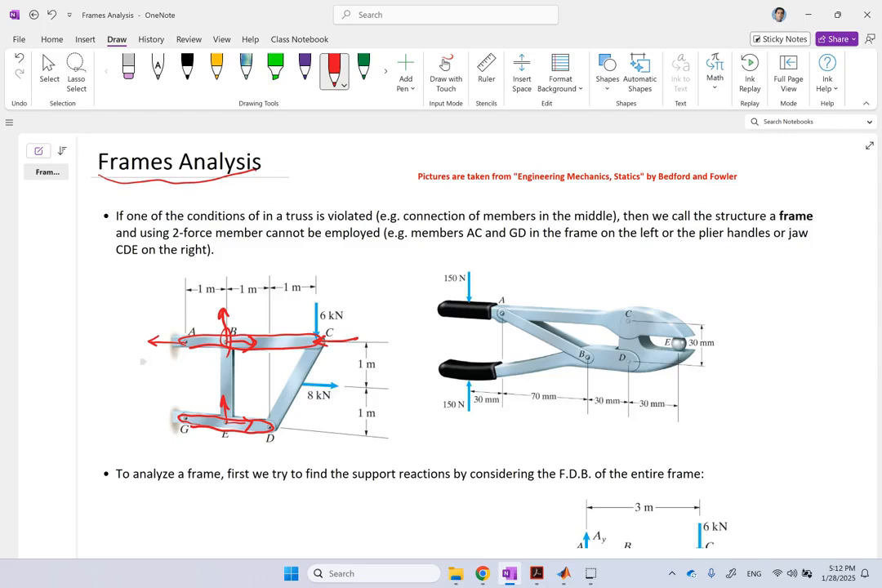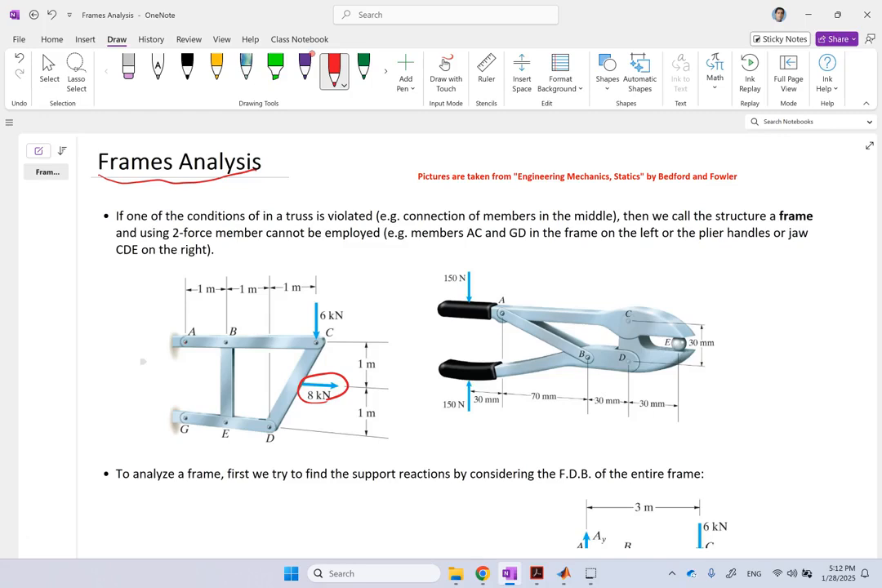So not only do we have to consider two reactions at each pin, also as opposed to trusses where whenever we cut any member, the only force we had at that section, as I said, was a tensile force or a compressive force. That's not the case here. So here, if I go and cut this member GD or ABC or this DC, and if you look, member DC, also the force is applied not at the ends, it's also applied somewhere in the middle.